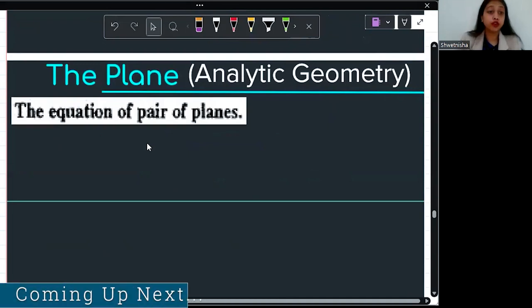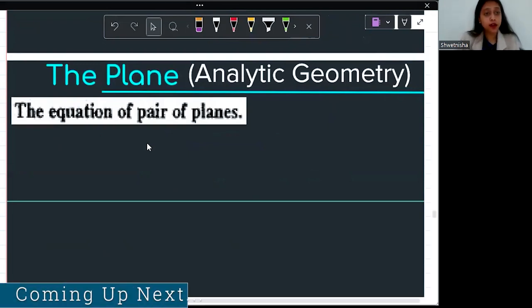Equation of pair of planes. That means now we have a point which is on one plane, and then that point can also satisfy.